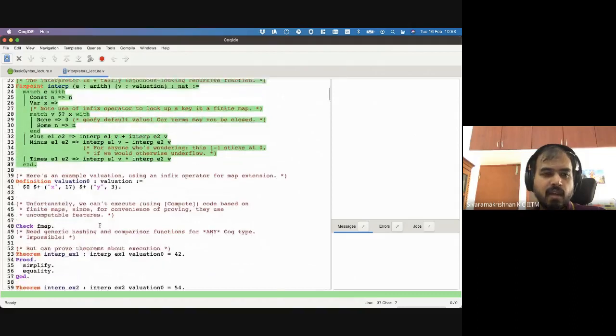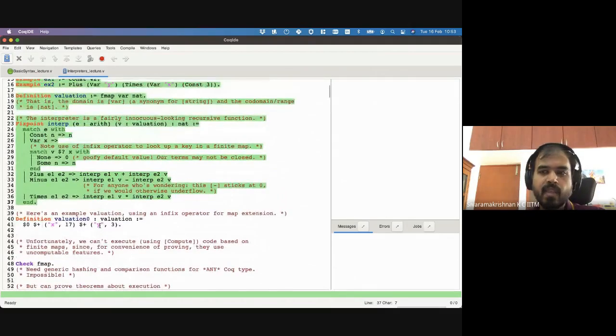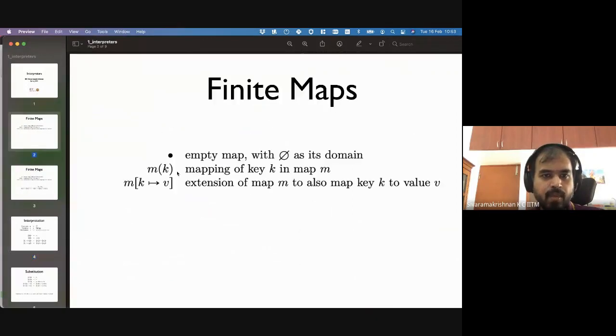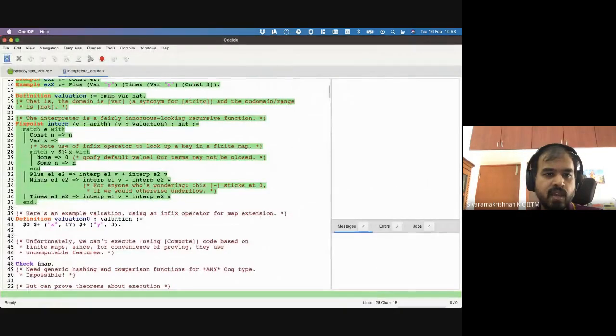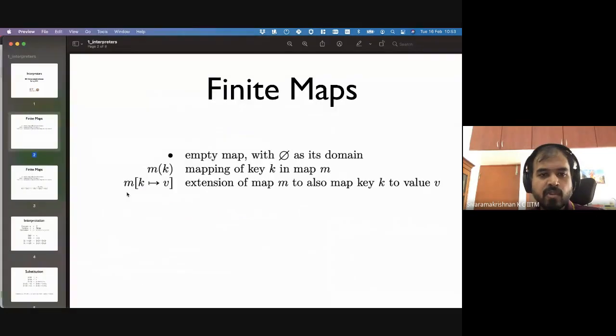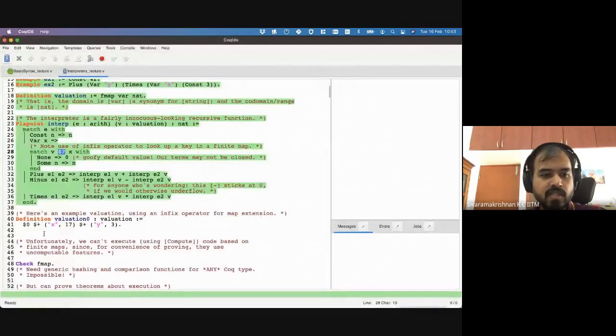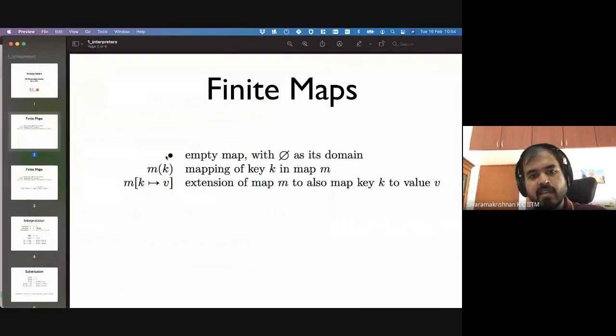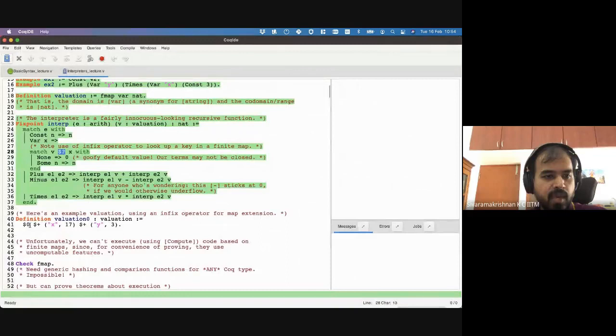Okay, so we said we have this map, and we had this way of taking an empty map and then extending it. We saw how to look up. Look up is through this dollar question mark. If you look up, you get an optional value back. We also need a way of extending the map with new bindings. Firstly, we need what an empty map is. How do you represent an empty map? An empty map is just represented as $0.